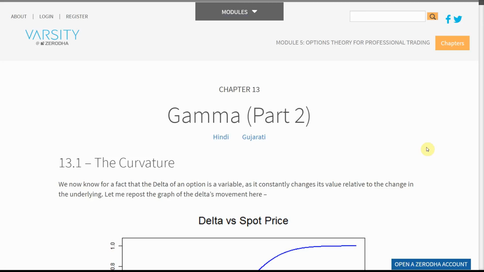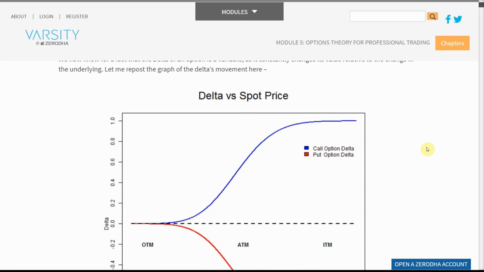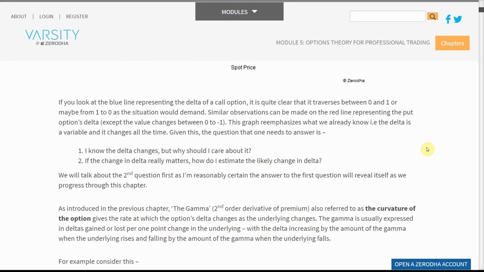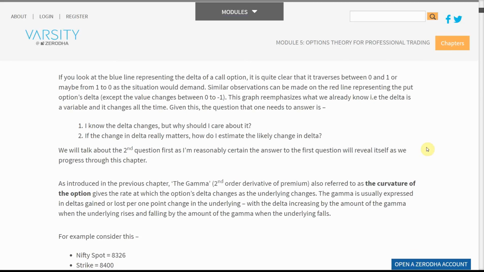If you look at the blue line representing the delta of a call option, it is quite clear that it traverses between 0 and 1, or maybe from 1 to 0 as the situation would demand. Similar observations can be made on the red line representing the put option's delta, except the value changes between 0 and -1. This graph re-emphasizes what we already know, i.e. the delta is a variable and it changes all the time.